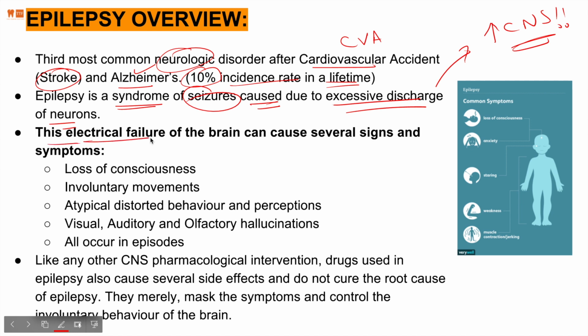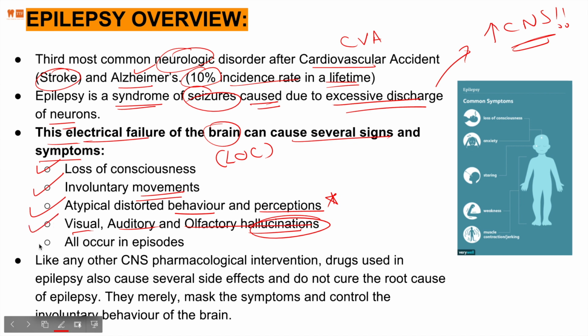This electrical failure of the brain can cause several signs and symptoms that we can see outside of the body, such as loss of consciousness. In other words, we call it LOC. Involuntary movements. Remember, with behavior came movements as well. There's atypical, distorted behavior and perception, such as foul smell, odd colors, visual, auditory, and olfactory hallucinations that are seen, and all occur in episodes, and that overall is known as convulsions, epilepsy, or seizures.